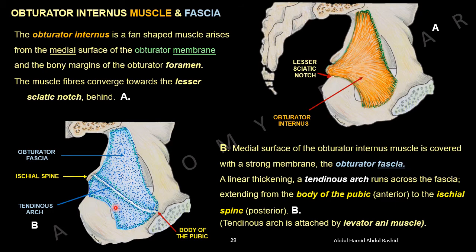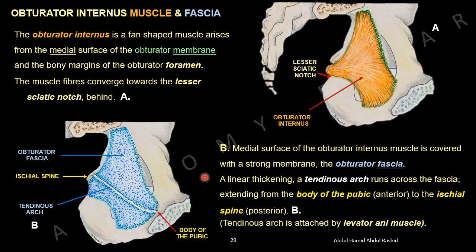The readers must not confuse the obturator membrane and the obturator fascia. The obturator membrane closes the obturator foramen on the lateral side. Its medial surface is attached by the obturator internus muscle. The medial surface of the obturator internus muscle is covered by the obturator fascia. Therefore, the membrane is most lateral, the fascia is most medial, and the muscle is in between the two.